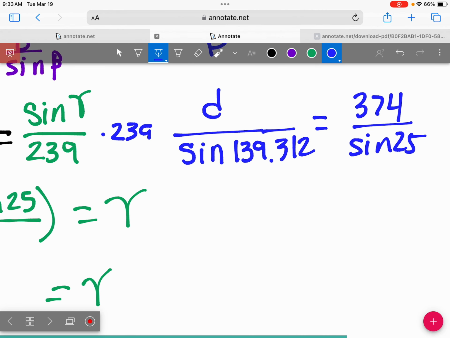So now we're getting ready to type this in the calculator. Multiply both sides by the sine of 139.312. Type the whole thing in the calculator, and we can find this distance.